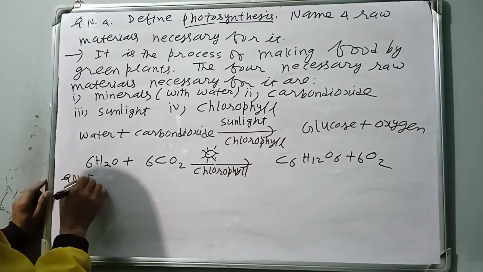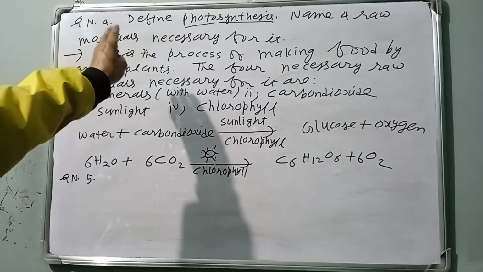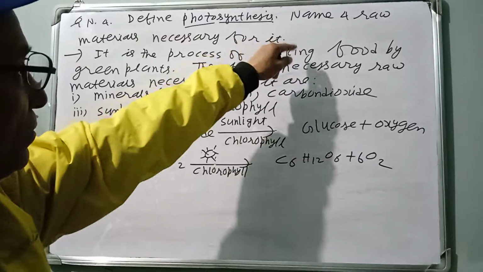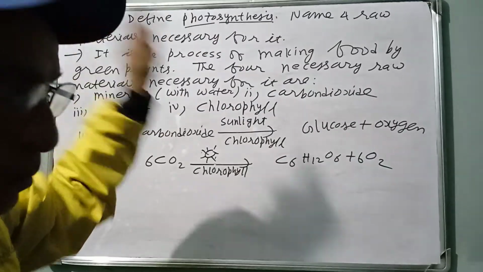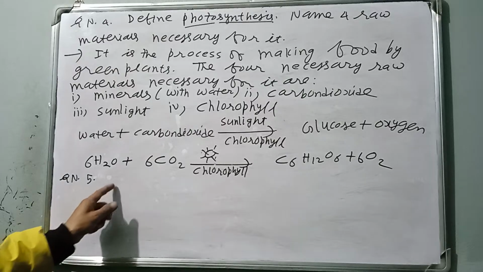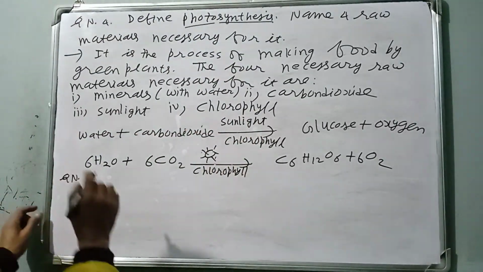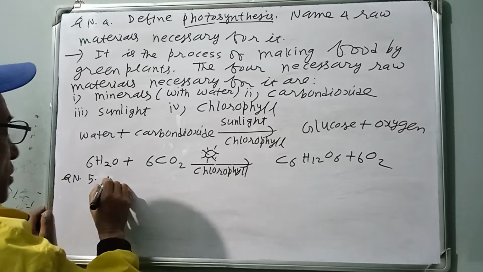Question number 5, last for today, is human. Since you have to write down, you have to learn reproduction as well as the human circulatory system. First, I will write down the name of human. Define human circulation.